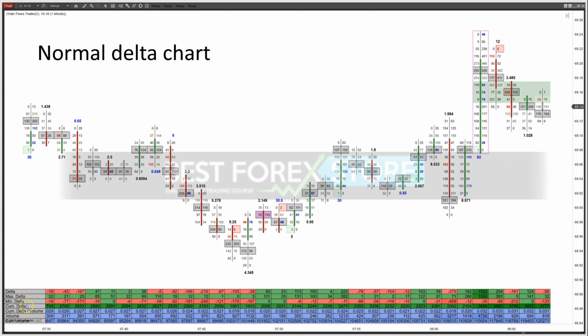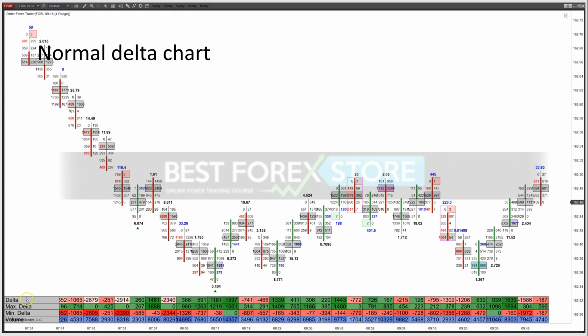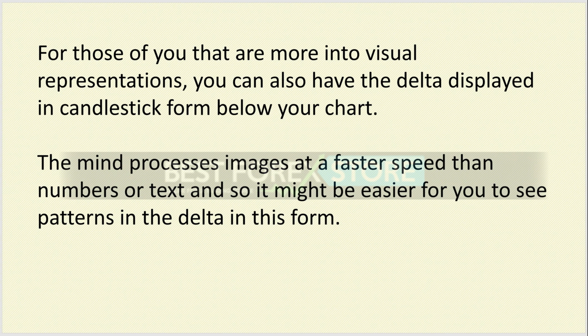Now, again, there's different information: delta, max delta, min delta, cumulative delta divided by volume, total volume. I don't use all of those. I stick to delta, max delta, min delta, and volume. Your software should allow you to adjust what you want to see. And again, I don't like to look at information I'm not going to use. That's why I stick with these 4 pieces of information. Now, I understand for some of you guys, you may be overwhelmed by looking at numbers.